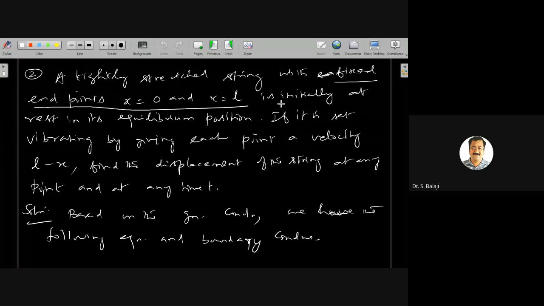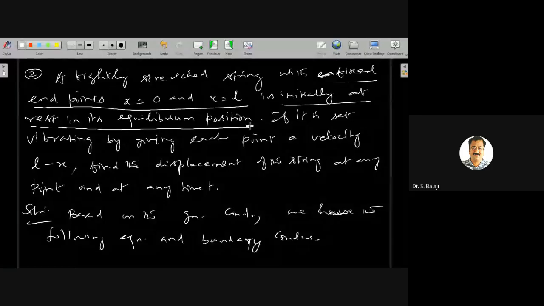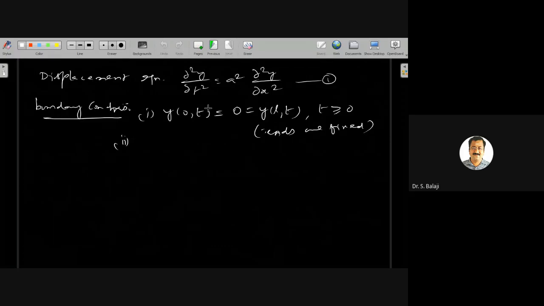The string is initially at rest in its equilibrium position. It is set vibrating by giving each point a velocity, and the velocity is non-zero here. So, initially at rest in its equilibrium position. Therefore, can you give the initial position of the string? Initial position of the string means what about y of? Can anyone give the answer?